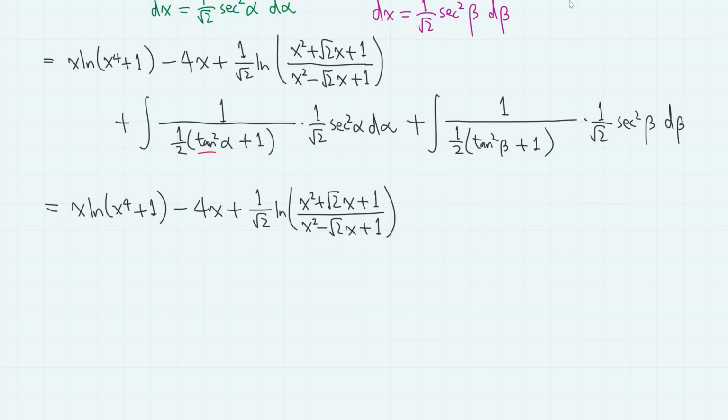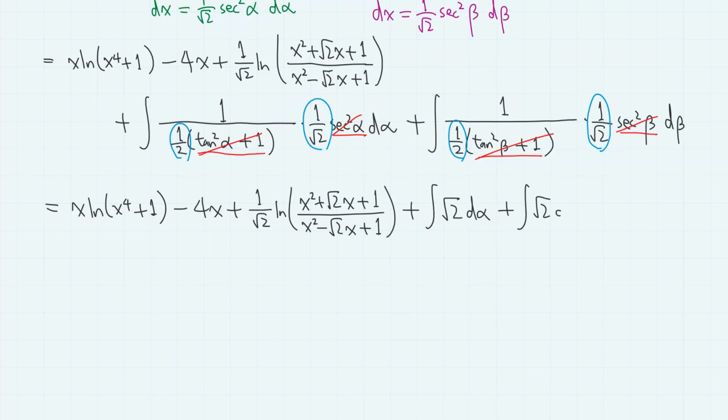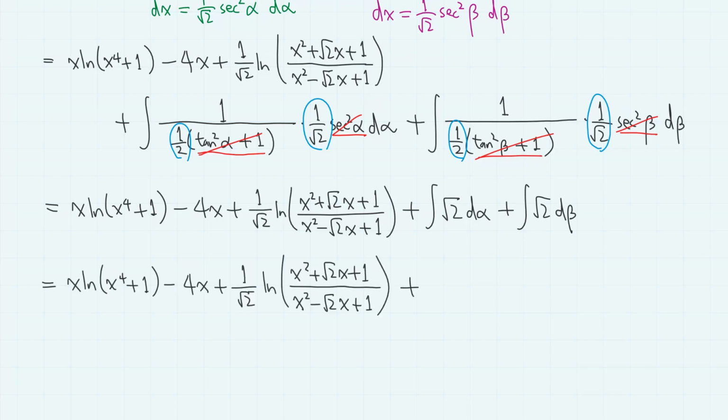Notice that tangent squared alpha plus 1 equals secant squared alpha, and tangent squared beta plus 1 equals secant squared beta. So we are only left with constants, which are square root of 2 for both cases. So we have the integral of square root of 2 d alpha plus the integral of square root of 2 d beta. So we have square root of 2 alpha plus square root of 2 beta, and we finally have the constant c.